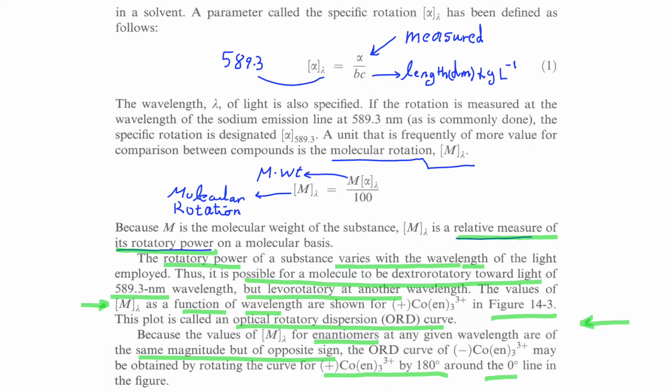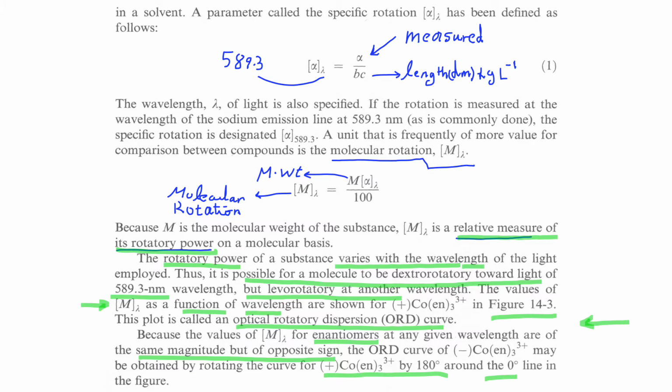Now, the rotary power varies with wavelength. Here we have one single wavelength, but we have instruments which scan the rotation of any optically active enantiomer with wavelength and give you M lambda with wavelength. It's called an optical rotary dispersion instrument, or it gives you an optical rotary dispersion curve.